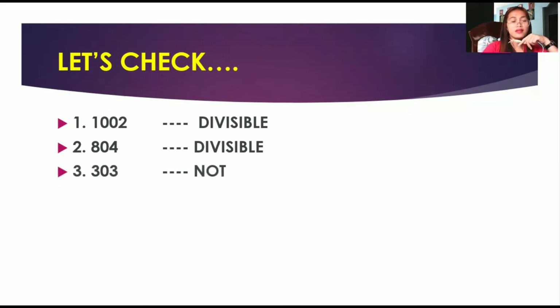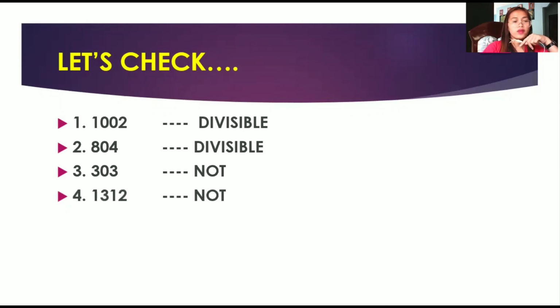Next, number 3. So, 303. So, klaro na kaayo, no? So, the last number is 3. Therefore, it is not divisible by 2. And it is divisible by 3. 3 plus 0 plus 3 is equals to 6. So, divisible siya by 3, but dili siya divisible by 2. Pasabot class, the given number of 303 is not divisible by 6.